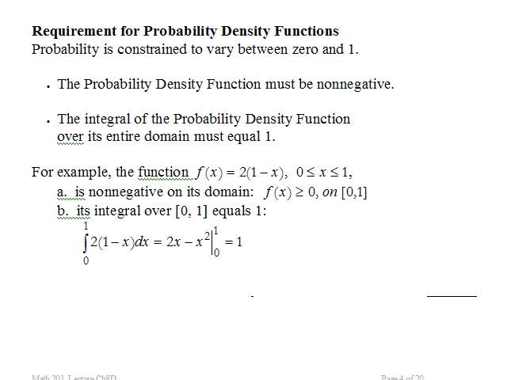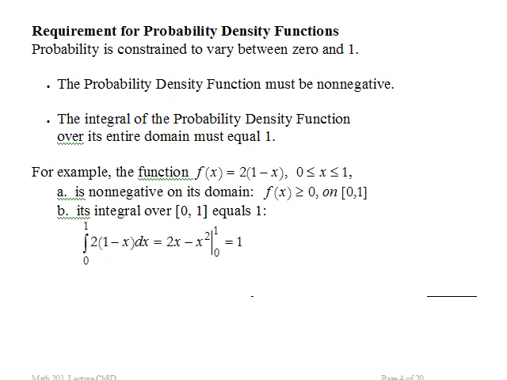We're fairly used to probability density functions looking like, say, the Gaussian distribution function. But actually, any function can be a probability density function if it satisfies two requirements. First, the function must be non-negative. And second, the integral of the probability density function over its entire domain must equal 1.